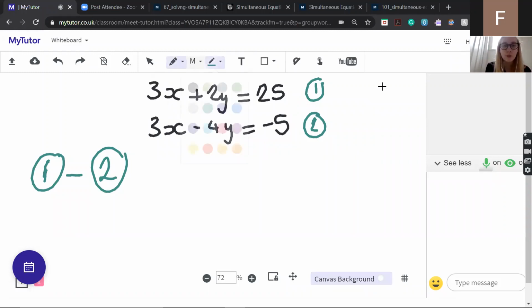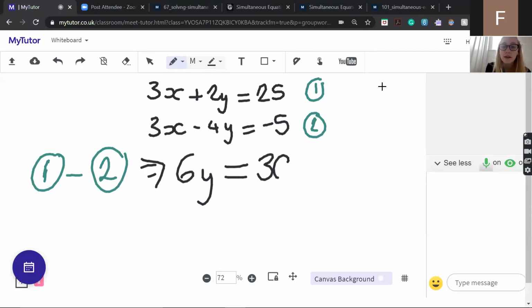So because we do 3x minus 3x, that cancels out that x. And then I do 2y minus 4y, which gives us 6y, and then equals 25 minus 5, which is 30. And then dividing by 6 on both sides gives us that y is equal to 5, which a few of you already got in the chat, which is awesome.